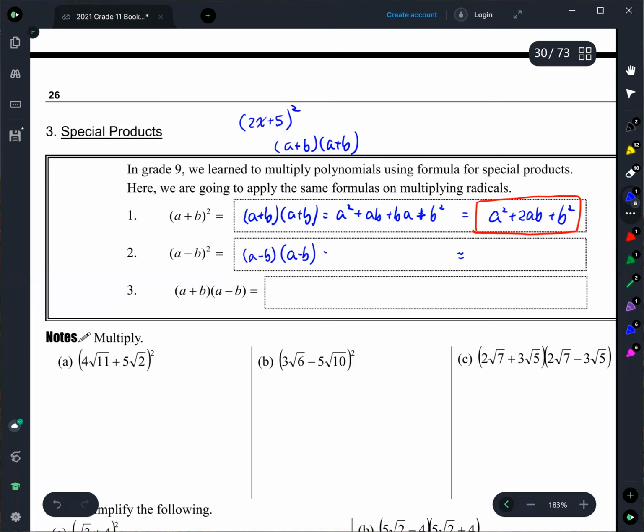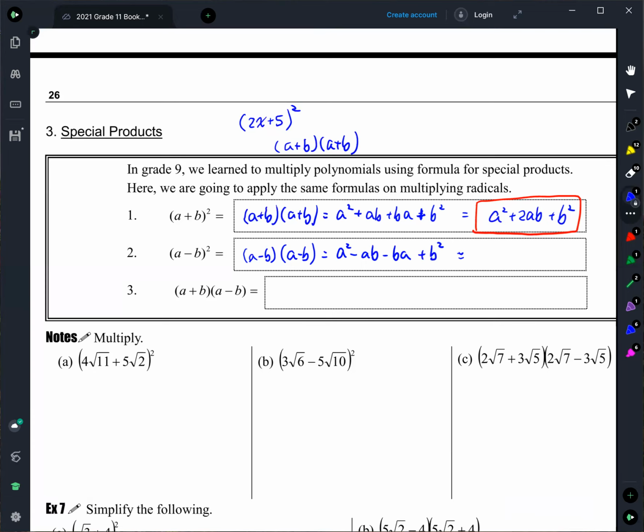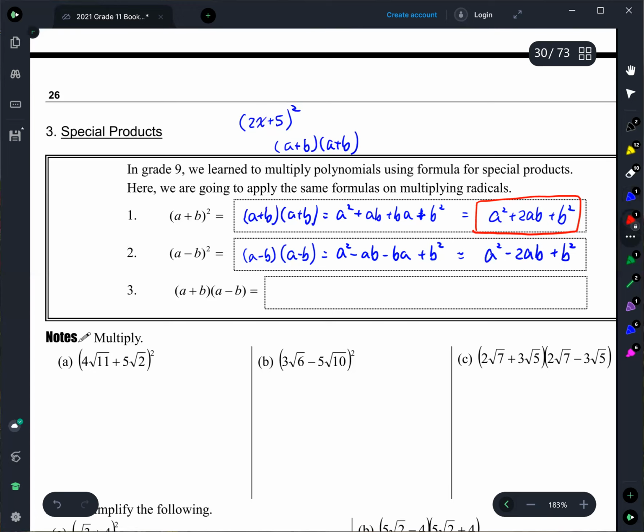And then can you multiply it out? A squared minus ab minus ba plus b squared. Okay, and can we combine any like terms? ab and ba. So a squared minus 2ab plus b squared. Yeah, plus b squared. Okay, so this is our second formula. I hope this helps you refresh your memory.